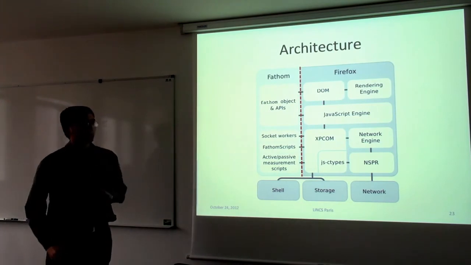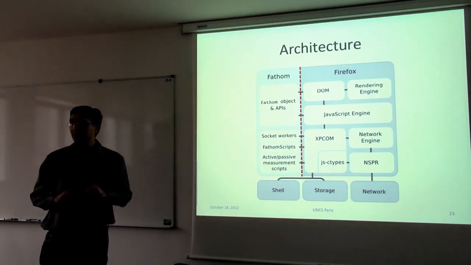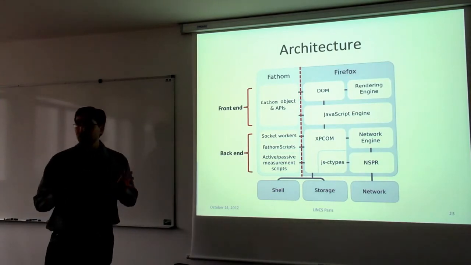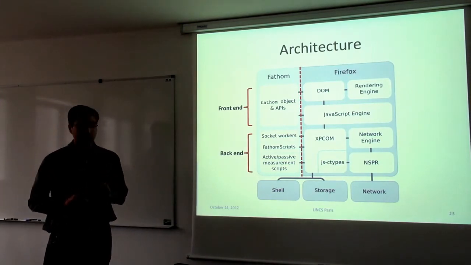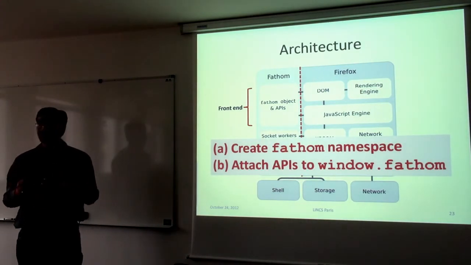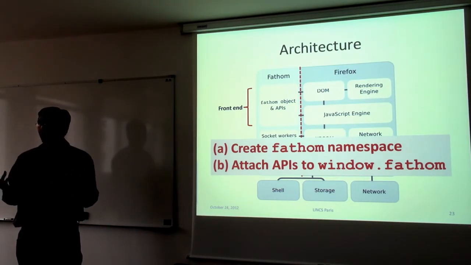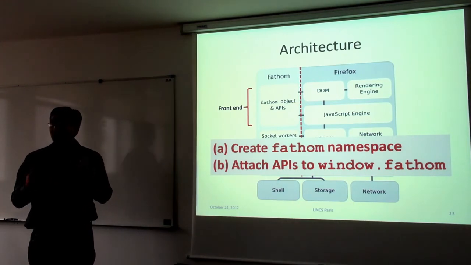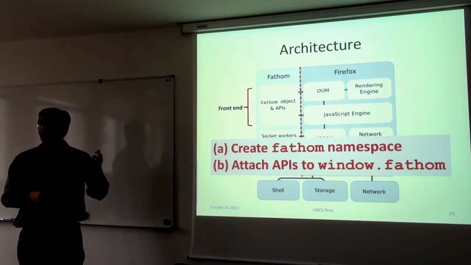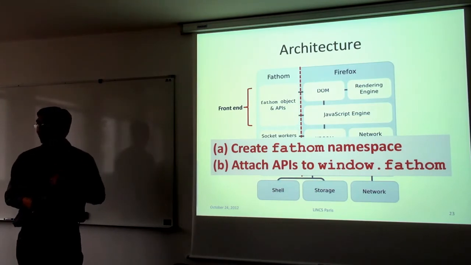Now Fathom enhances the Firefox web browser at several levels, as shown here. Based upon the functionality in Fathom, we can classify it into two parts. One is a front-end part and the other is a back-end. The front-end is responsible for creating a Fathom namespace in the global window object on each web page. Once it has created this namespace, it attaches references to all the Fathom APIs to this Fathom namespace so that JavaScript on the web page can have access to Fathom APIs.